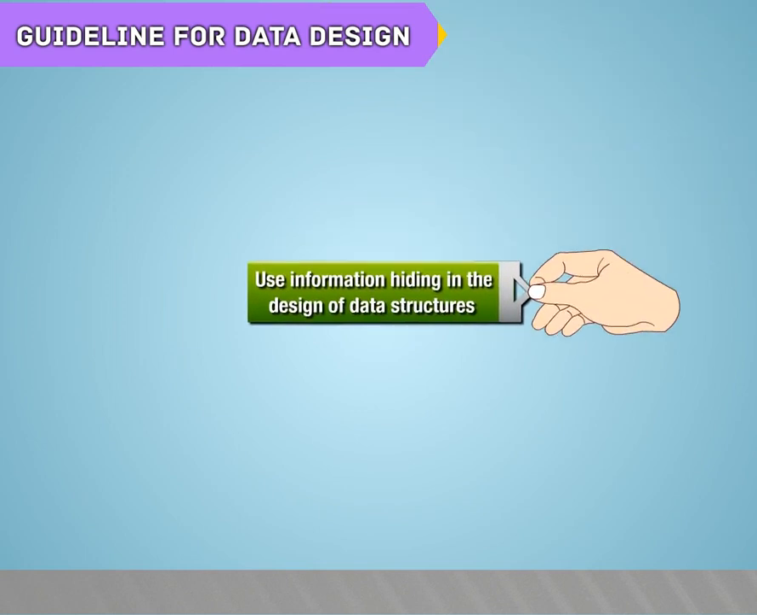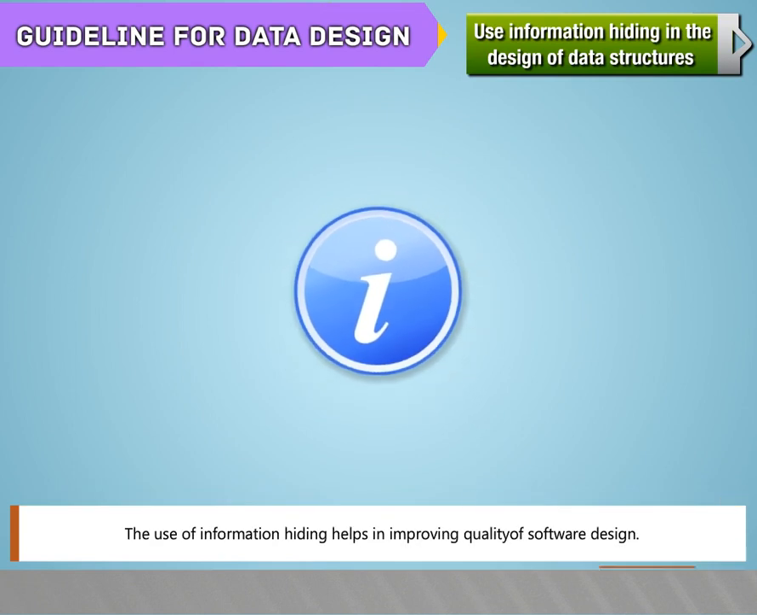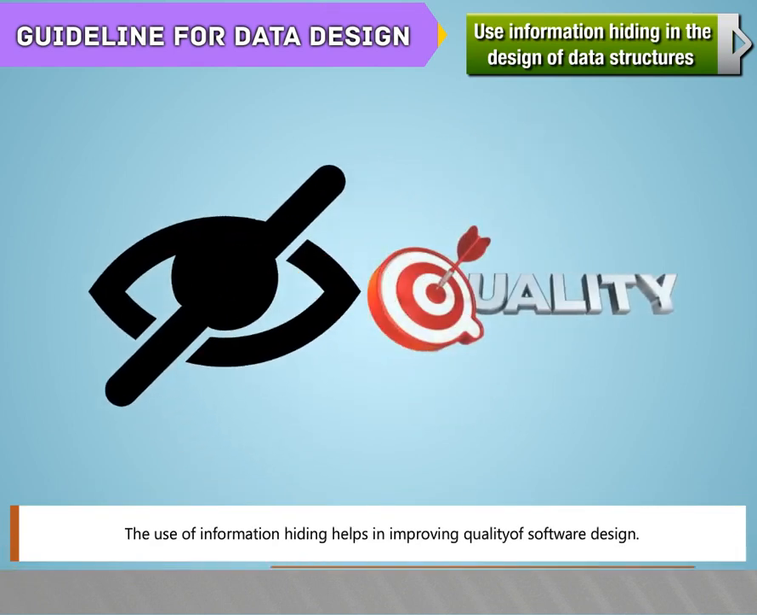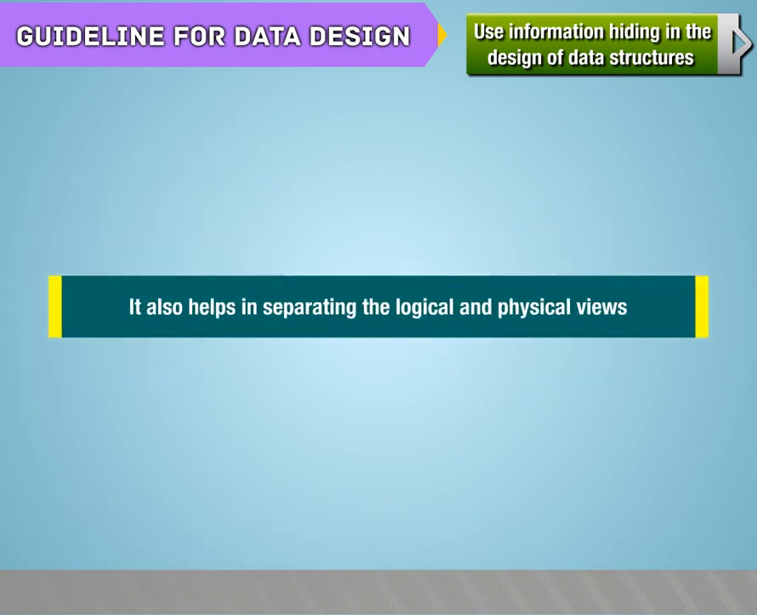Use information hiding in the design of data structure. The use of information hiding helps in improving the quality of software design. It also helps in separating the logical and physical views.